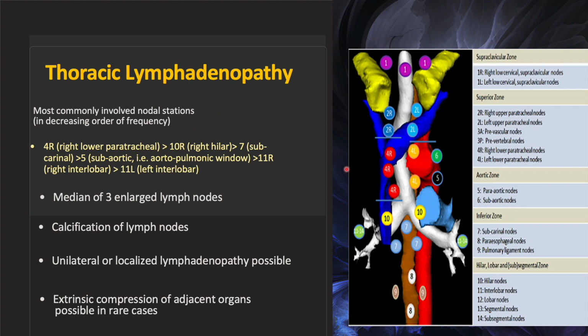Let's look at the other lymph node stations involved and what is the order of occurrence. According to the ERJ paper, the most common frequency of lymph node involvement is the right lower paratracheal lymph nodes, so the 4R lymph nodes. The 4R lymph nodes, the lower paratracheal, are most involved. This is followed by 10R lymph nodes or the right hilar lymph nodes. The right hilar are followed by the subcarinal lymph nodes or the station 7 lymph nodes. This is followed by the subaortic lymph nodes or the aortopulmonary window lymph nodes, and this is followed by the 11R lymph nodes, so those which are right interlobar.